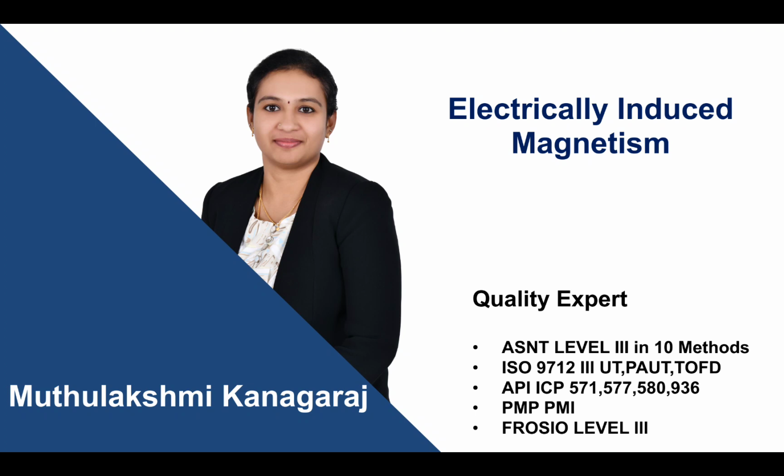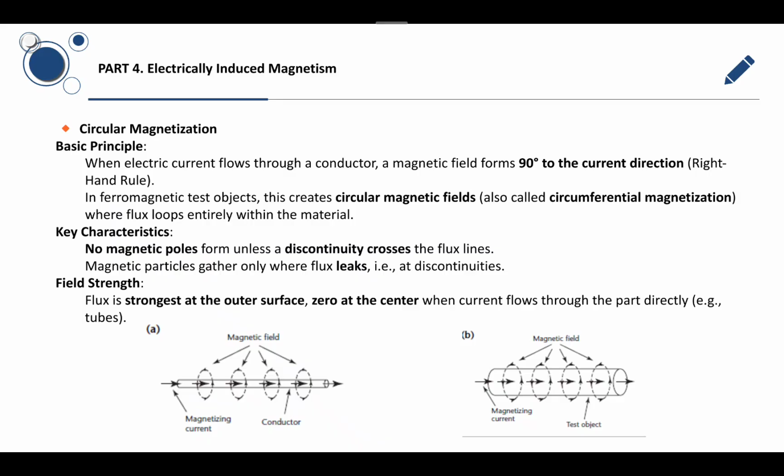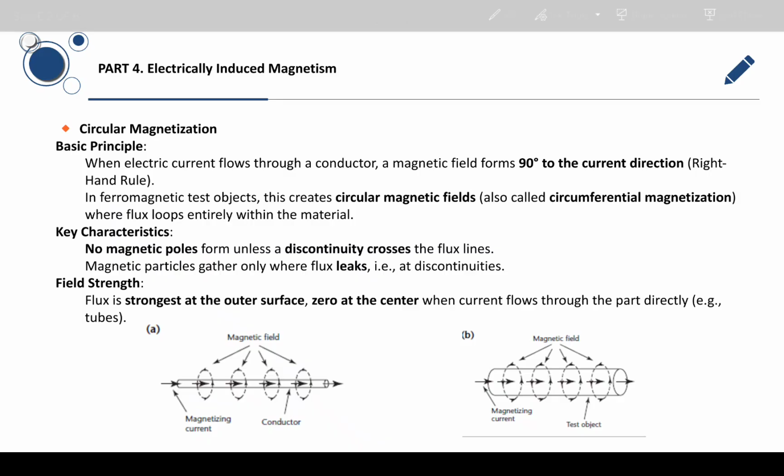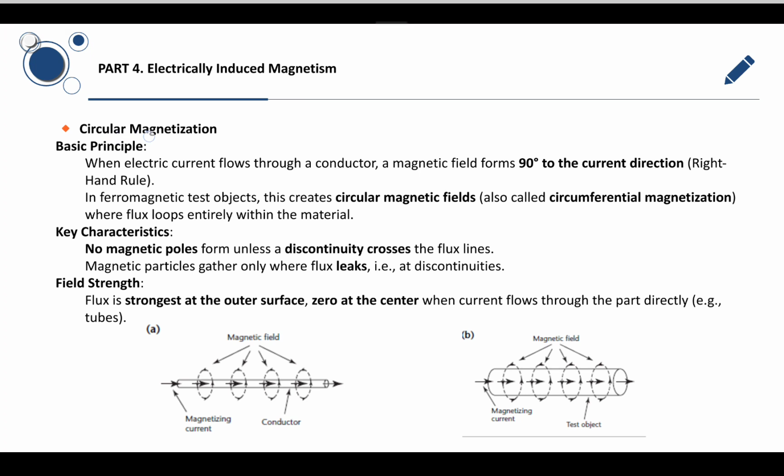We will now go slide by slide, breaking down how we generate these magnetic fields and making sure everyone clearly understands the essentials. Let's go to the session. There are two primary ways to induce magnetism using electricity for magnetic particle testing. One is circular magnetization and the other is longitudinal magnetization, and we often combine them through multi-directional magnetization. First, we discuss circular magnetization.